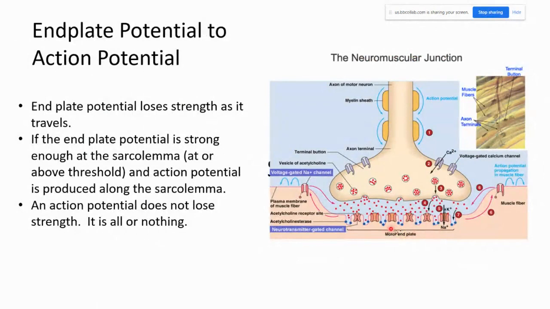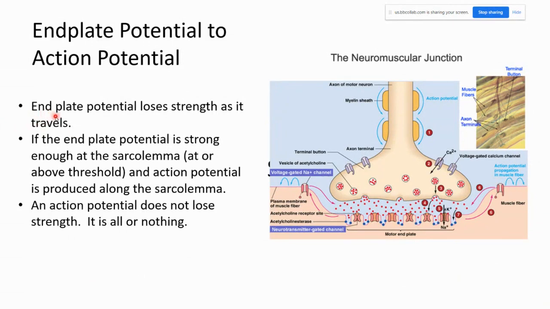So this end plate potential loses strength as it travels, but the point is we need that end plate potential to reach the sarcolemma. Remember, the motor end plate is the curvy part of the sarcolemma, but on either side here is just regular sarcolemma. So if that end plate potential reaches the sarcolemma, we just say it does, that causes an action potential. An action potential is all or nothing. Once it starts, this action potential, this nerve impulse, the excitability is going to flow through the entire muscle fiber.